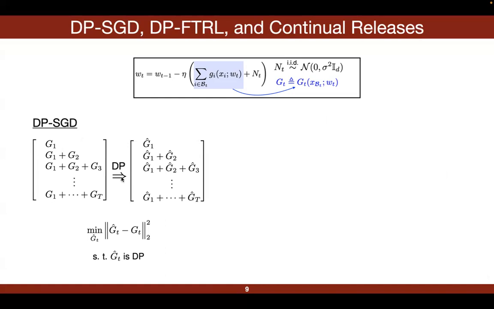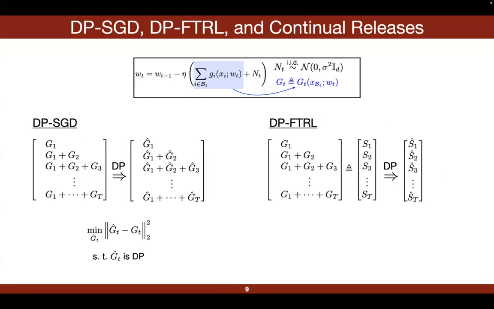As I said, for DPSGD, we are trying to minimize the estimation error of each per-round gradient. And for DPFTRL, we are doing something slightly different. Let me use S1, S2 to denote the prefix sum up to round T. Then DPFTRL tries to directly estimate the prefix sum ST. So the goal here is to minimize the cumulative error ST hat minus ST. So they have a slightly different target.